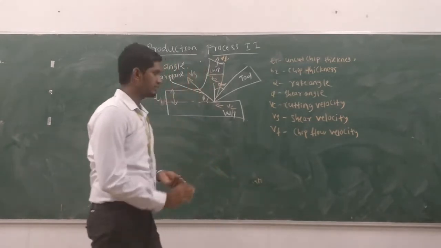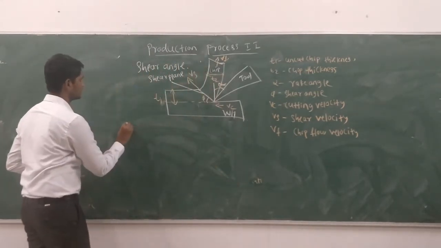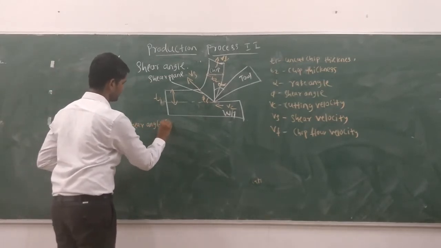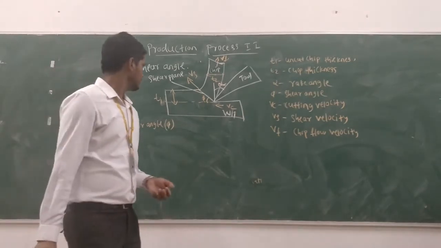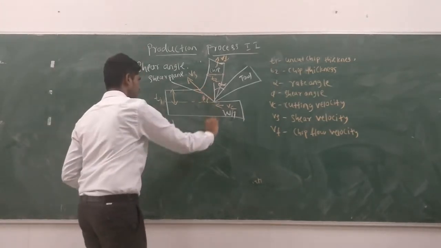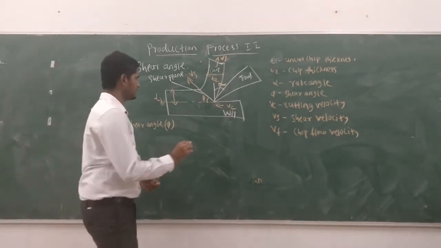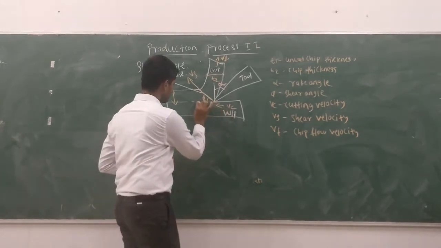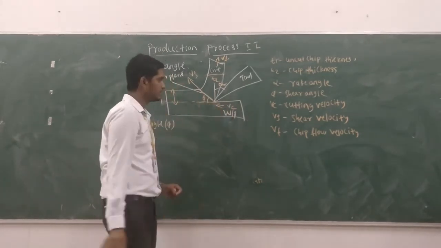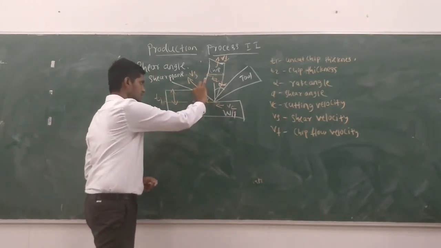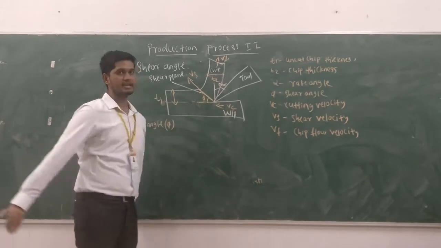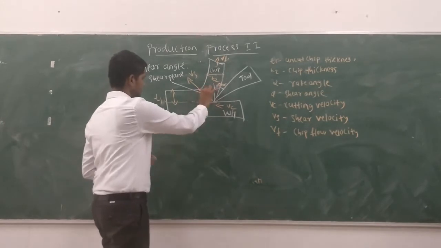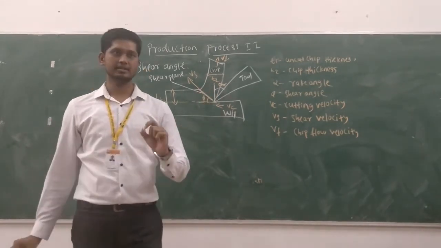Okay. Now first we will discuss what the shear angle is. Shear angle phi. What is the shear angle? Shear angle is the angle made by the shear plane with the cutting velocity. I repeat, the angle made by the shear plane with the cutting velocity, we call it the shear angle.